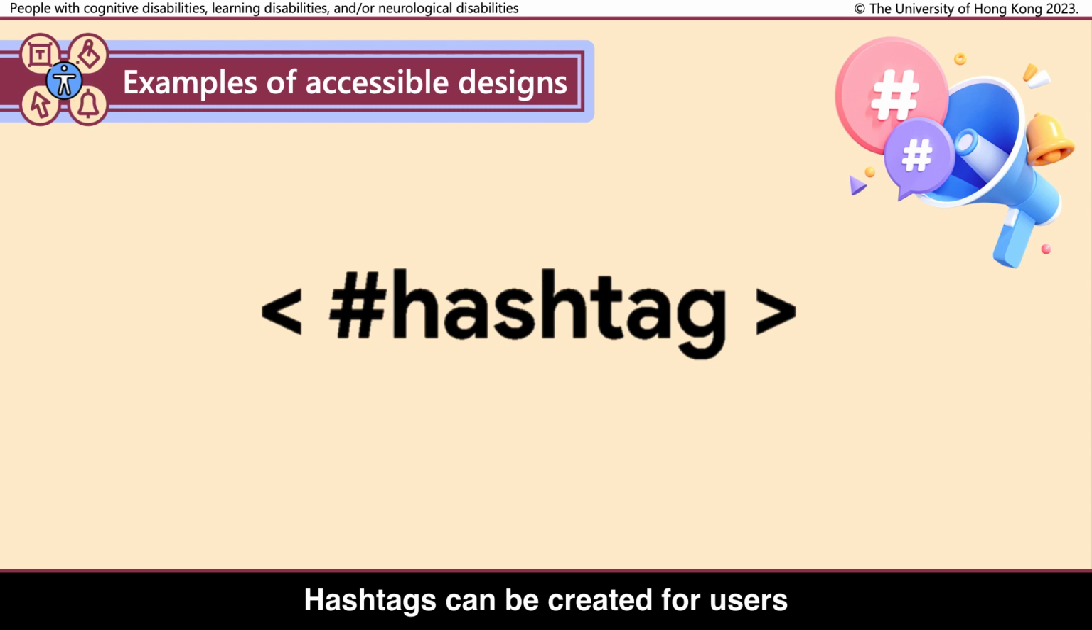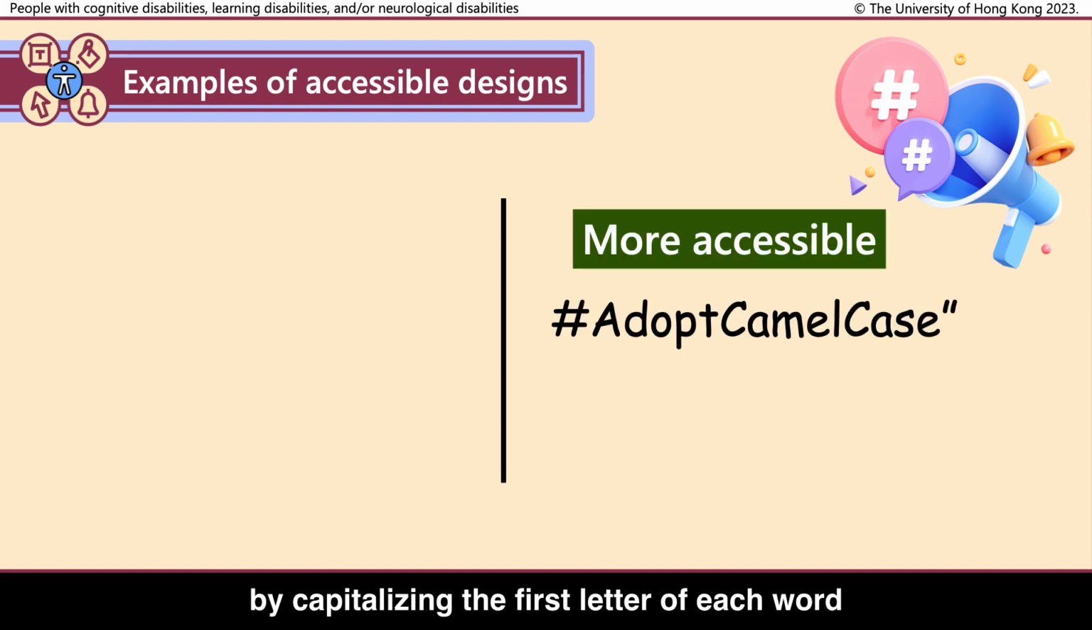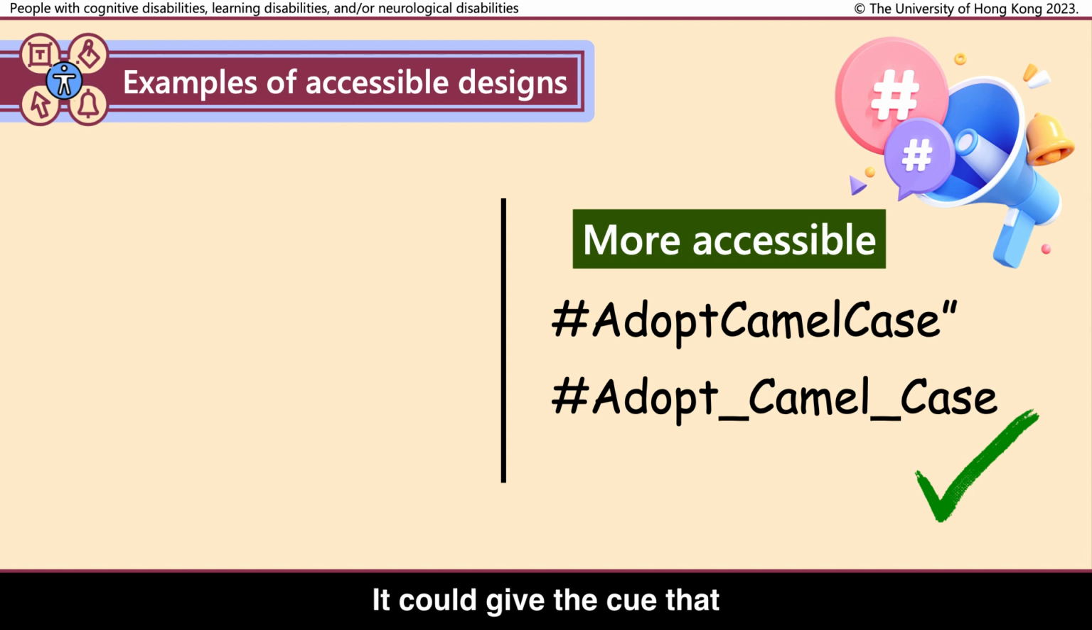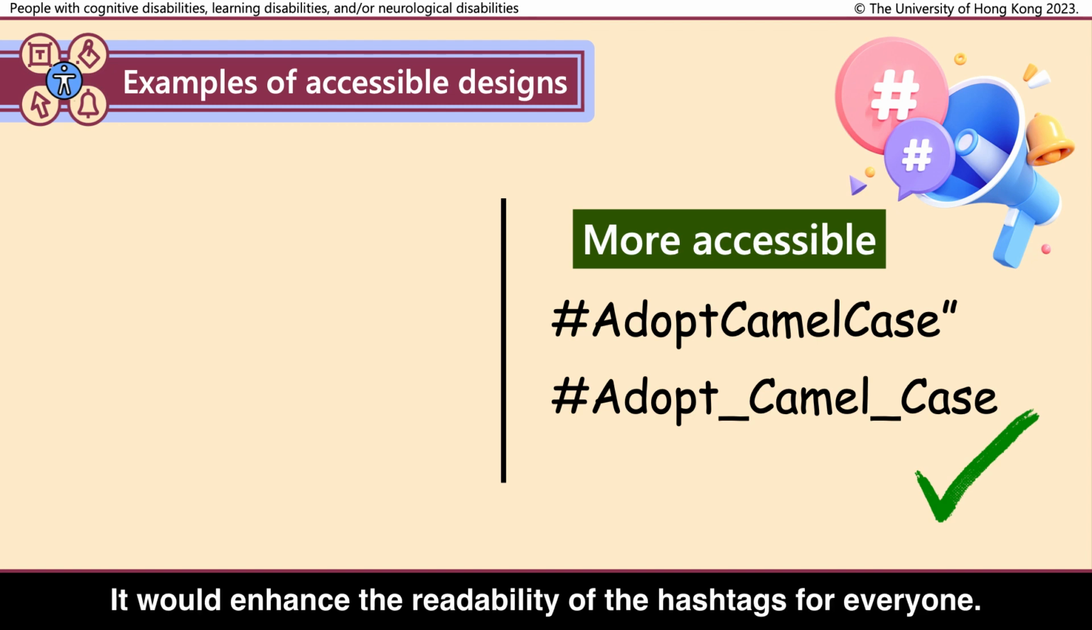Hashtags can be created for users to follow specific topics on websites and social media platforms. Adopt camel case in creating hashtags by capitalizing the first letter of each word and/or adding underscore in the multiple word hashtags. It could give the cue that there are different words in the hashtag. It would enhance the readability of the hashtags for everyone.